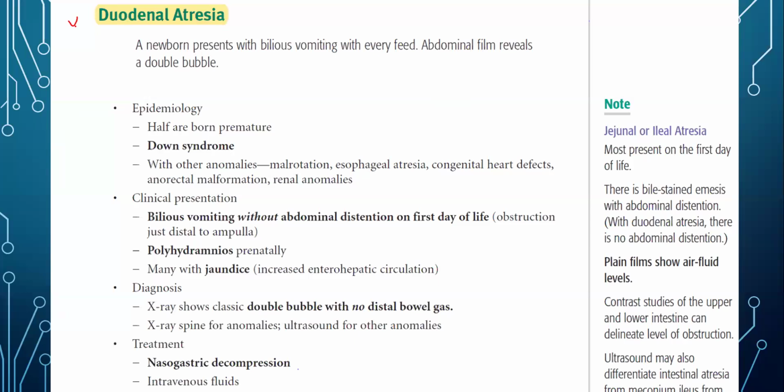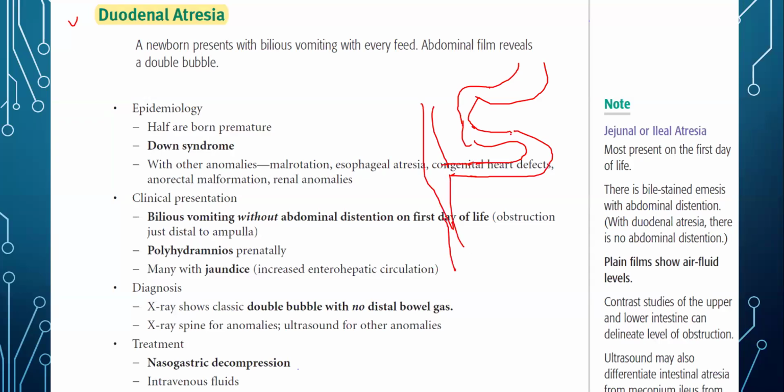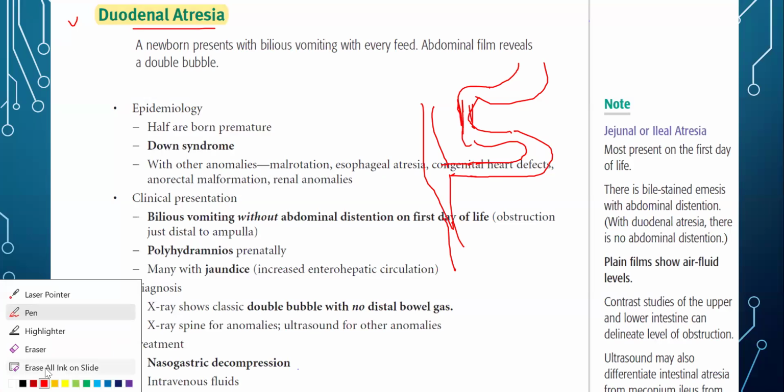Next, duodenal atresia. So far we have done up to the pylorus. Now the problem is in the duodenum. Sometimes children can have absence or improper development of the duodenum, jejunum, or ileum. All of you know the basic anatomy, right? If this is the stomach, then you have the duodenum, then the jejunum and ileum, and the ileum gets connected with the large bowel. So if there is atresia of the duodenum, that's duodenal atresia, and the child can also have jejunal or ileal atresia.